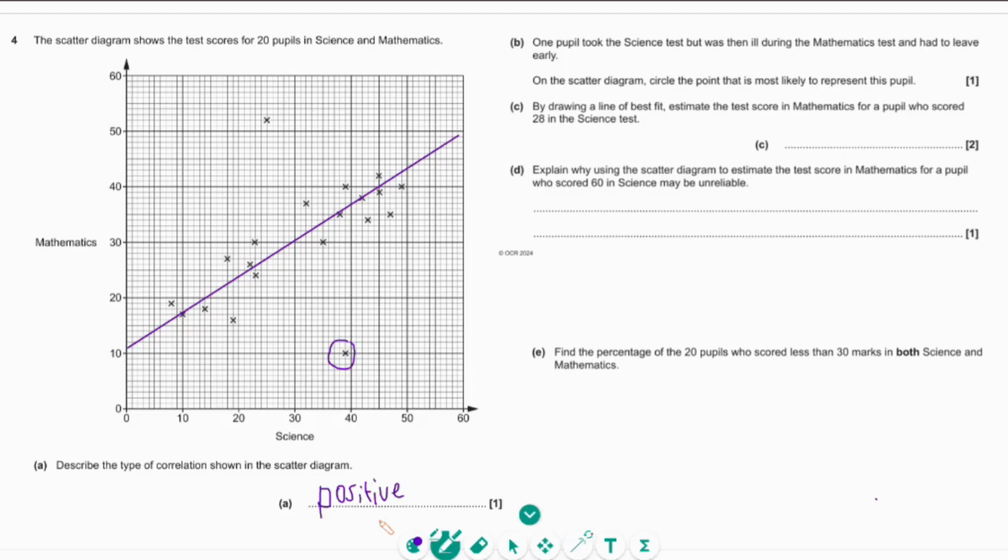So using my line of best fit, scored 28 in science, so 25, 26, 27, every one on here does represent one. So let's just read up to my line of best fit. So my answer would be 29. Yours may be slightly different.